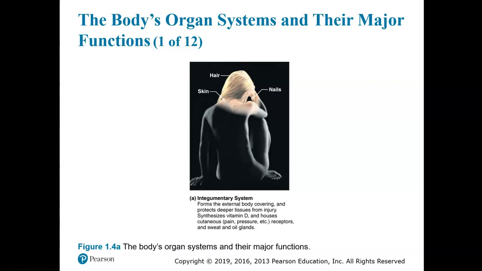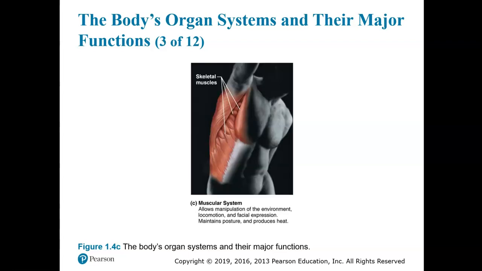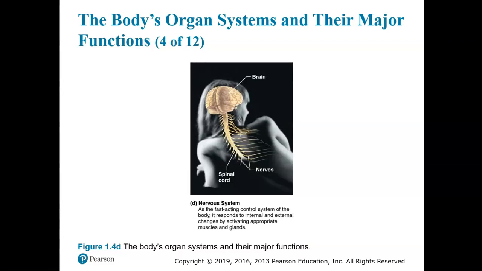Now we're going to list the 11 organ systems. The integumentary system consists of the skin, hair, nails, and also some of our glands, like our sweat glands, our oil glands. The skeletal system includes our bones and our joints. The muscular system is referring to the skeletal muscles, and those help us to move and help us maintain posture, and also by moving we produce heat.